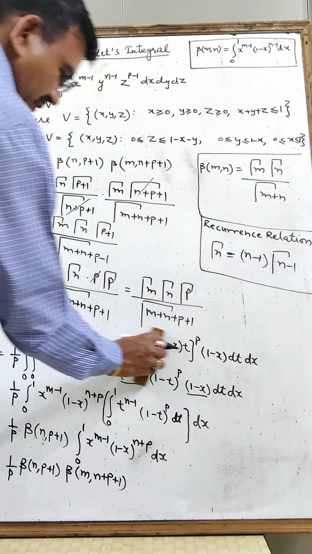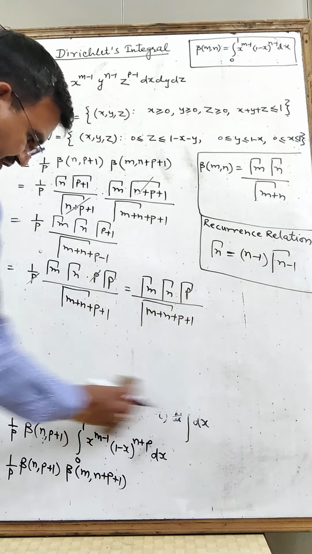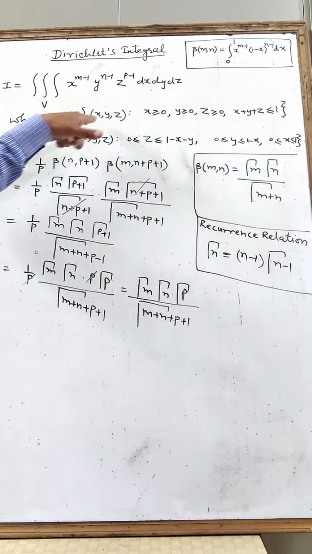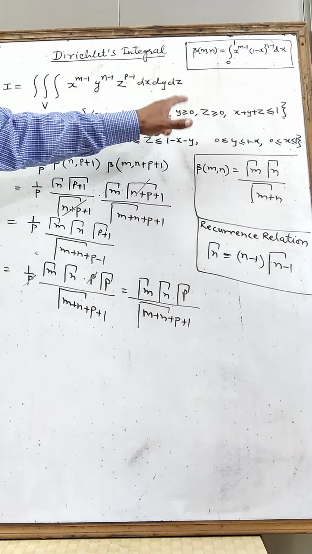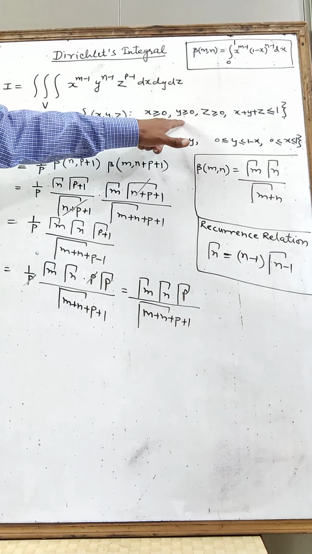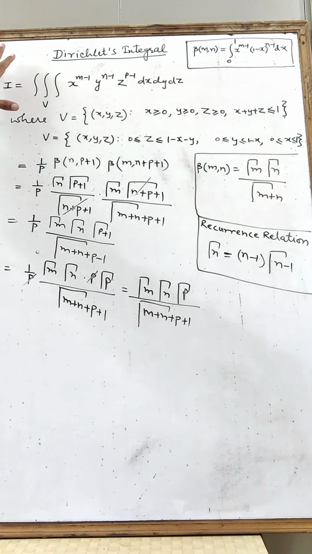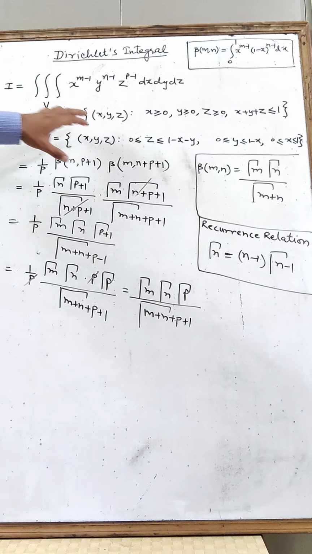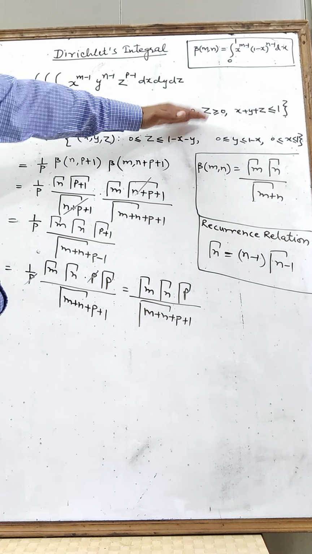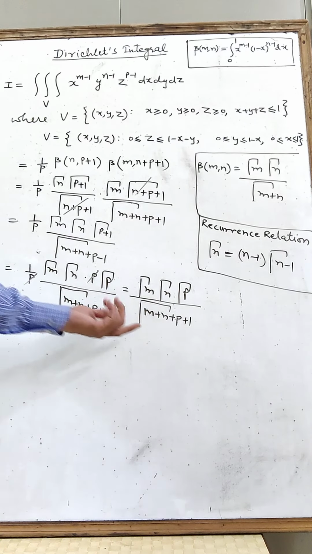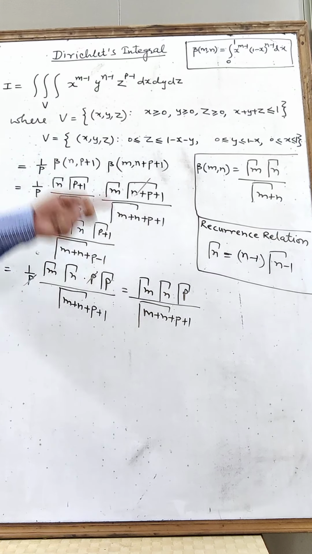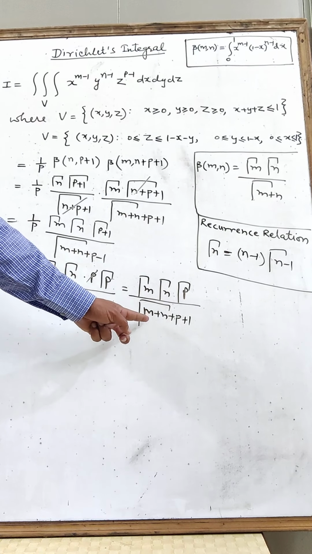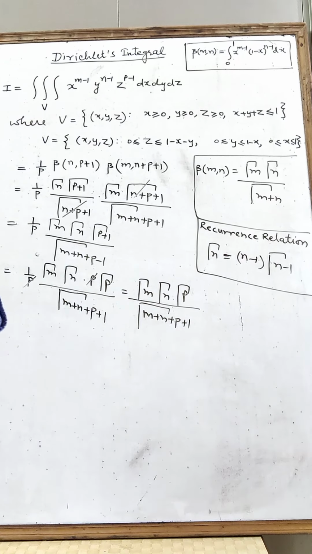So we can directly use this result for Dirichlet integral, but for that we must look at the volume. It must be of this form and it must be in the first octant. Only then we can apply this result, that this type of double or triple integral over this special type of area or volume can be directly solved using this integral, and it would always be equal to gamma of m, gamma of n, gamma of p over gamma of m plus n plus p plus 1.